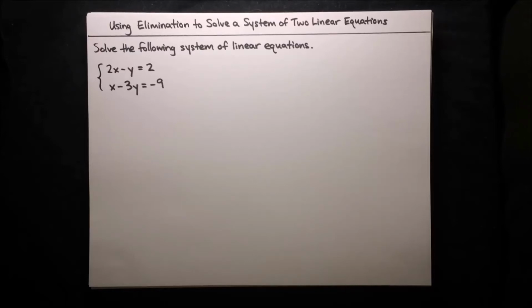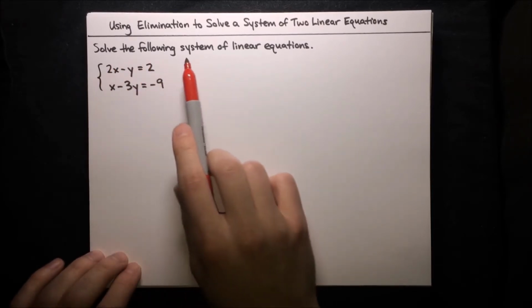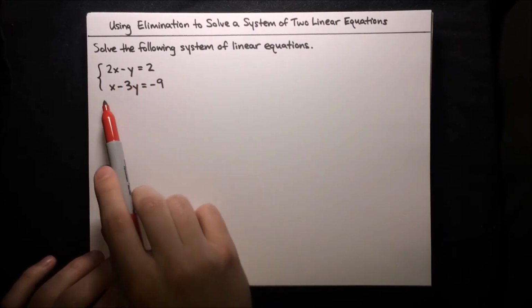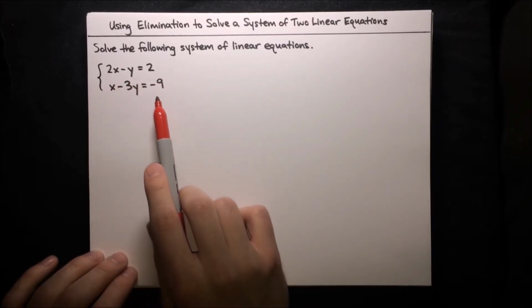In this video, I'm going to show you how to use elimination to solve a system of two linear equations. So here's our first problem. We want to solve the following system of linear equations. First equation is 2x minus y equals 2. Second equation is x minus 3y equals negative 9.